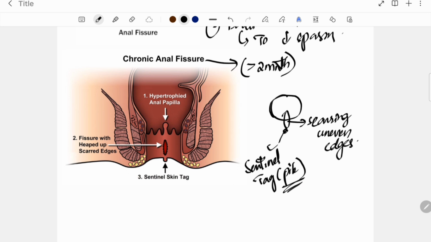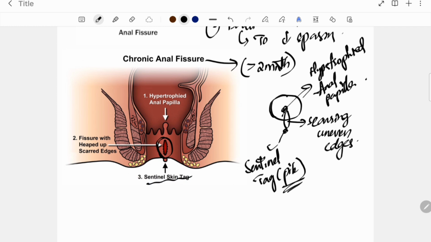Pile doesn't mean that it is a hemorrhoid, it is a fissure. And we can see the hypertrophied anal papillae. So in this picture, this is the chronic anal fissure with the scarred or heaped up edges and the sentinel skin tag, and also the hypertrophied anal papillae.